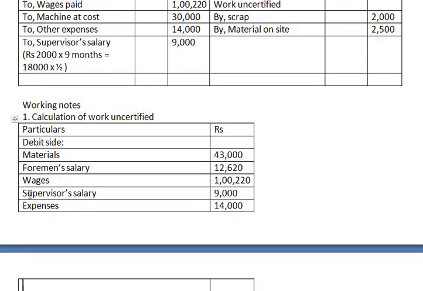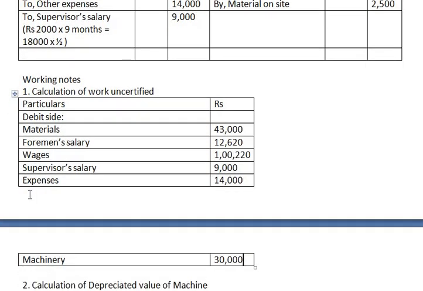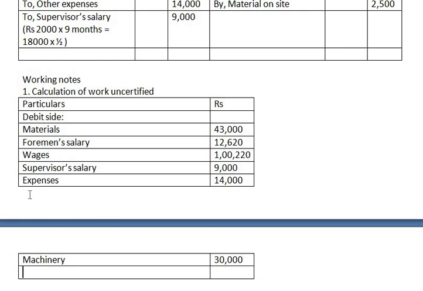Next, machinery 30,000. So whatever expenses were incurred on the debit side, we have taken. Now make the total of this. Total of this is 2,08,840. This is the total of the debit side. Now from this we need to deduct, less, credit side.